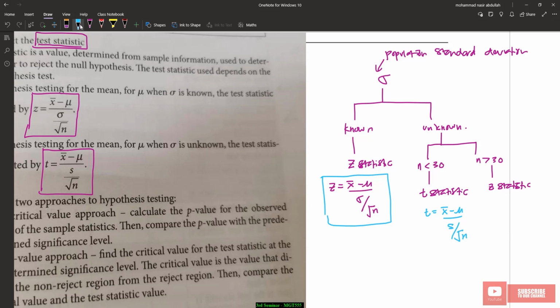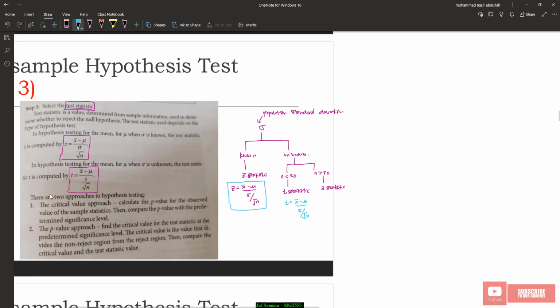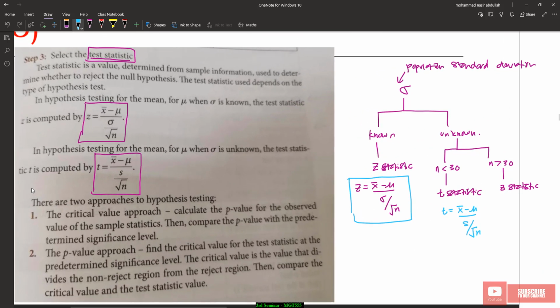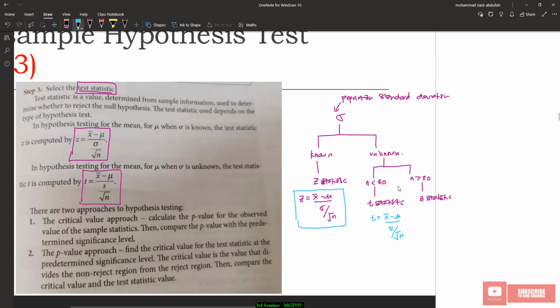For the Z statistic, when N is more than 30, we will also use the Z statistic formula, but we replace sigma with S. We need to calculate the special formula. But we are not focusing on the Z statistic for more than 30 samples.